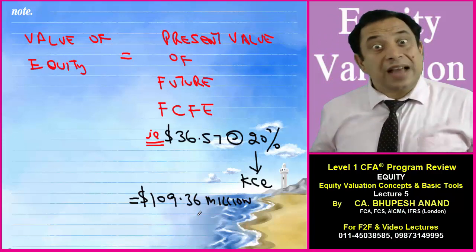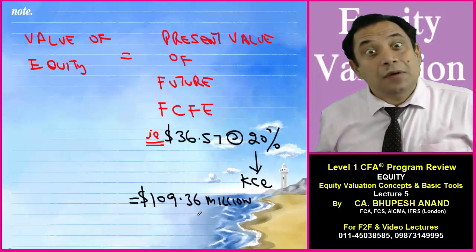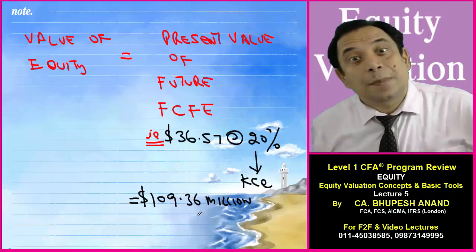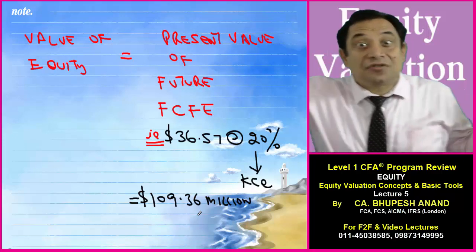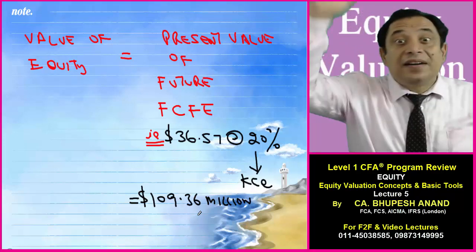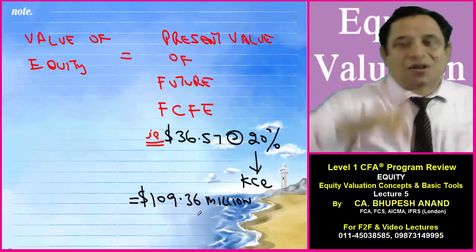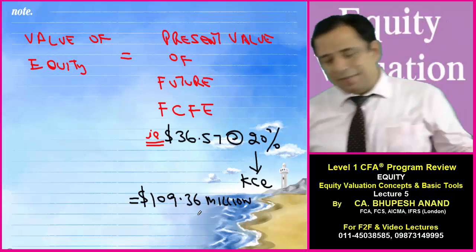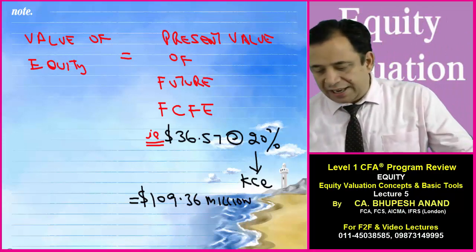And I will be discounting it with the cost of equity. In free cash flow for firm, we discount on the basis of weighted average cost. But in case of free cash flow for equity, we discount on the basis of cost of equity. So that is coming as 109.36. Same as we did as per FCFF.